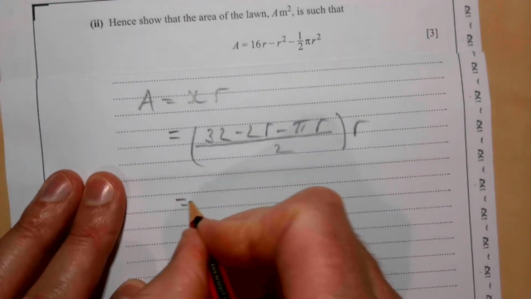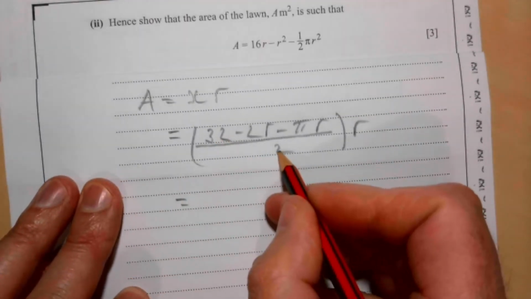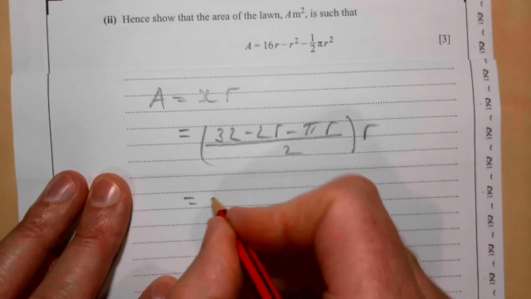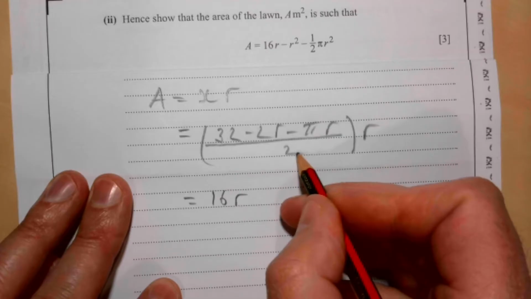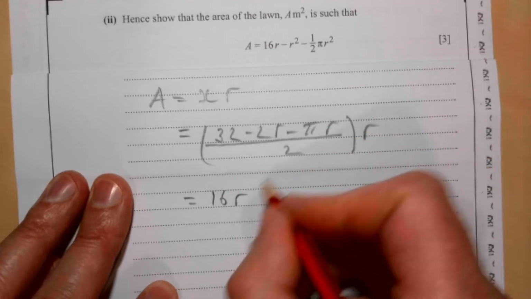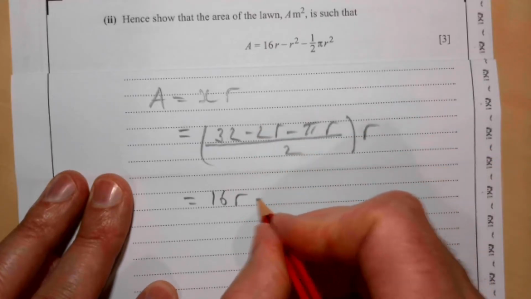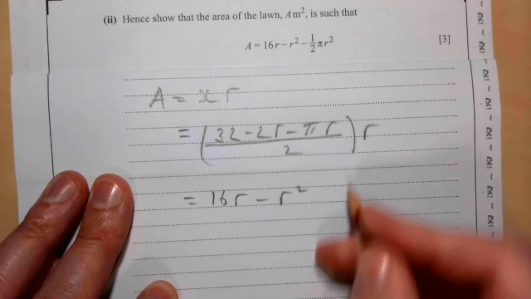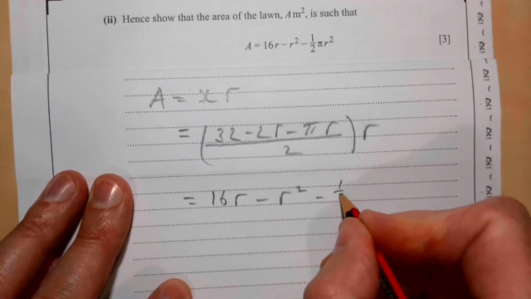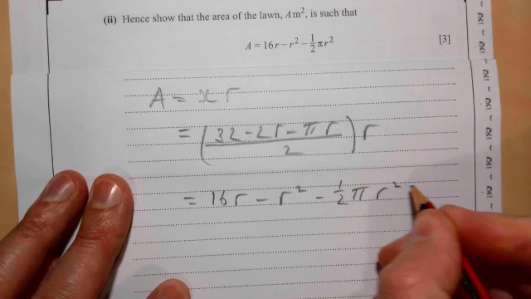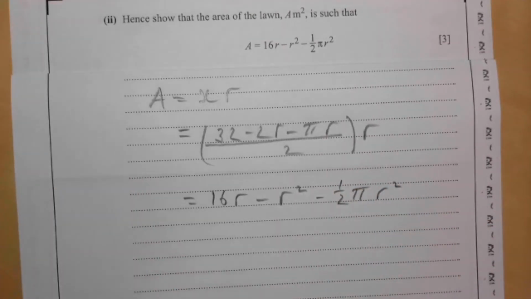So that's going to give us 32 over 2 times r, that's 16r, minus 2r over 2 times r, so the 2's actually cancelled there, and I'm left with minus r squared, and then pi r squared over 2, so it's minus a half pi r squared, and that's what we were looking for.